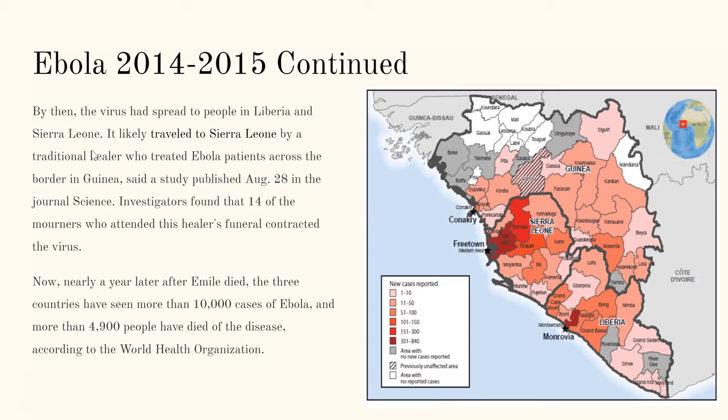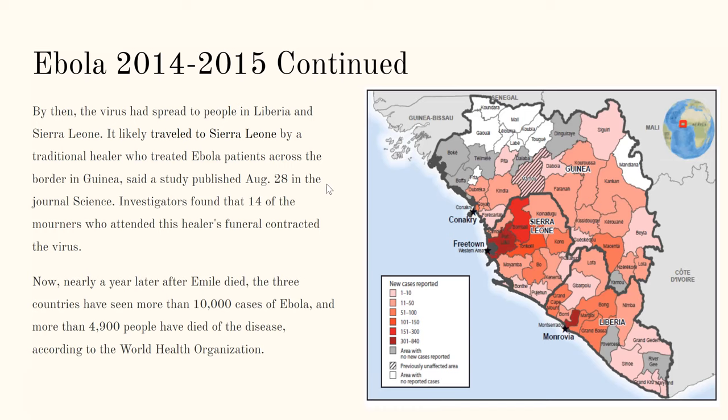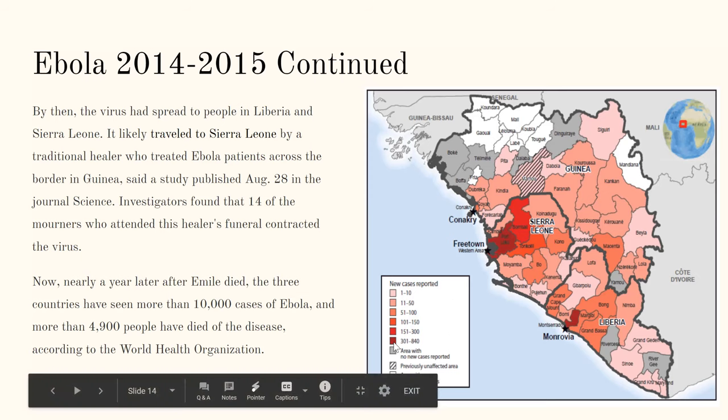Investigators found that 14 of the mourners who attended this healer's funeral contracted the virus. So 14 people who went to this healer's funeral also got Ebola. Now nearly a year later after Emile Amanu died, three countries have seen more than 10,000 cases of Ebola and almost 5,000 people have died of the disease. Okay, and we have the grid down here.